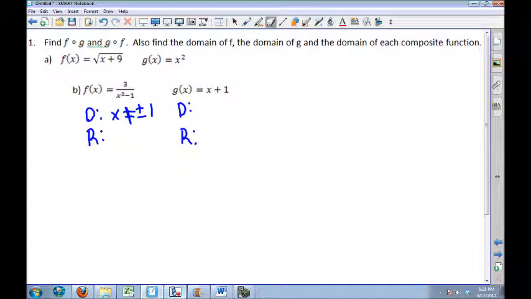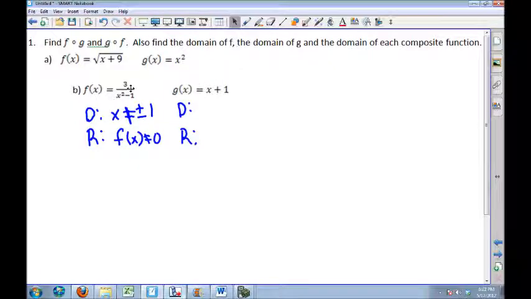Okay. The range, it's helpful to think of its parent function, which is 1 over x, which has a range of values f of x not equal to 0. So here I don't have any shifts up or down, so my range will be exactly the same. F of x cannot be 0. So I can get any number out of this with the exception of 0.